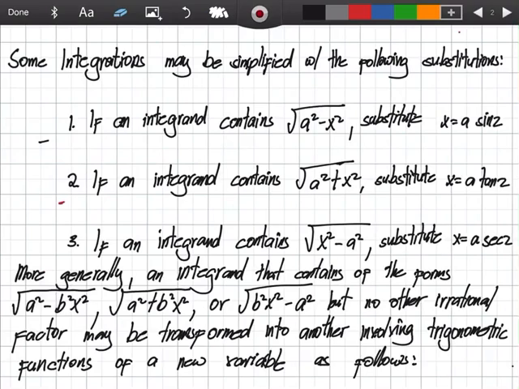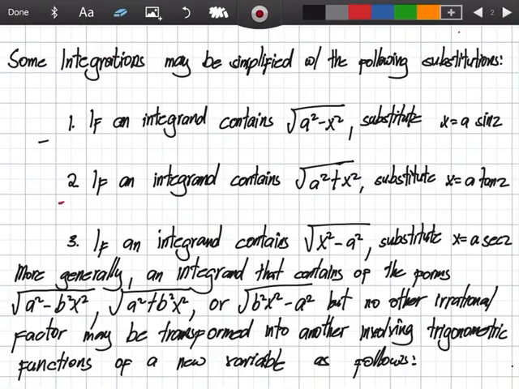And then if an integrand contains the square root of x squared minus a squared, we can substitute x is equal to a secant z. More generally, an integrand that contains the forms square root of a squared minus b squared x squared, square root of a squared plus b squared x squared, or square root of b squared x squared minus a squared, but no other irrational factor, may be transformed into another involving trigonometric functions of a new variable as follows.